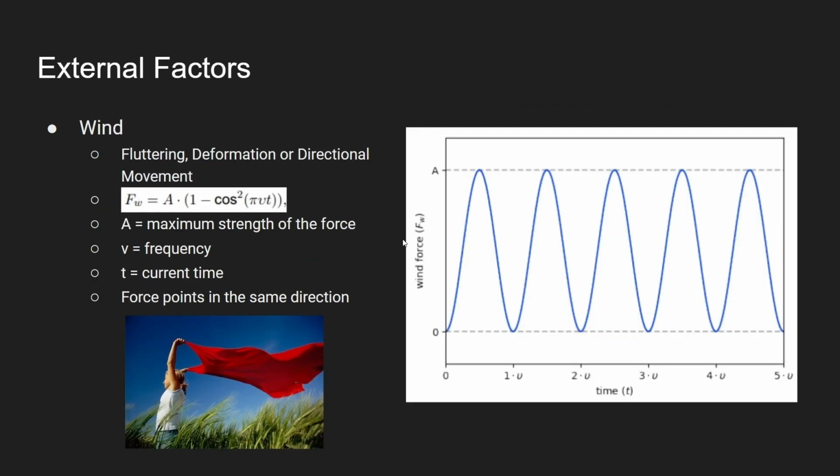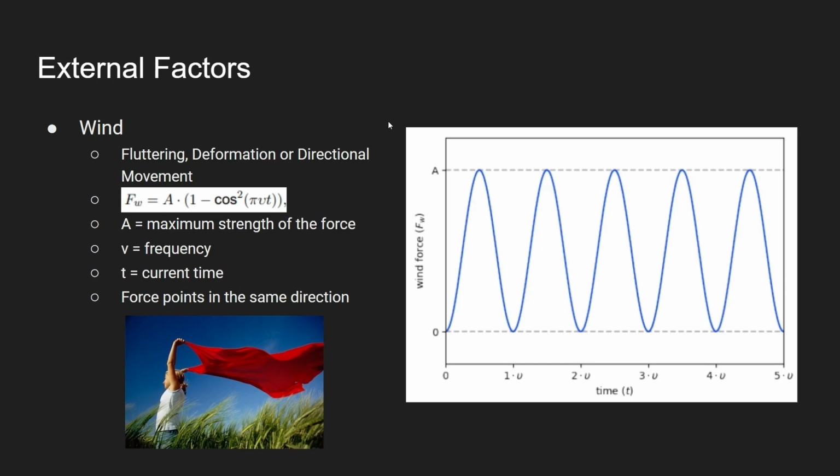So another factor is wind, and this is used for the flattening of the cloth, deformation of it maybe if you want it, and also directional movement. And let's say if the wind is blowing on one side.